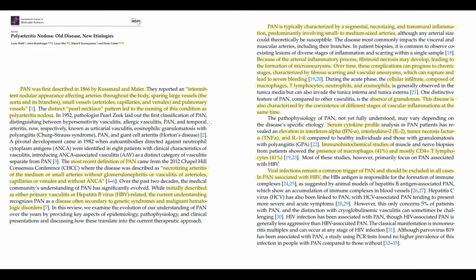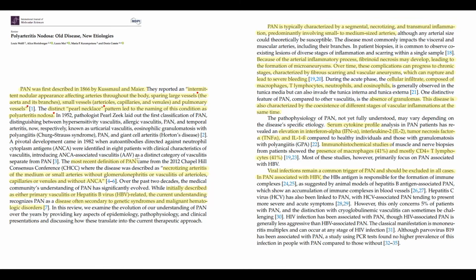Polyarteritis nodosa was first described in 1866. Authors reported an intermittent nodular appearance affecting arteries throughout the body, sparing large vessels such as the aorta, small vessels such as arterioles, capillaries, and venules, and pulmonary vessels. And because the nodular appearance had a distinct pearl necklace pattern, they called this condition polyarteritis nodosa.